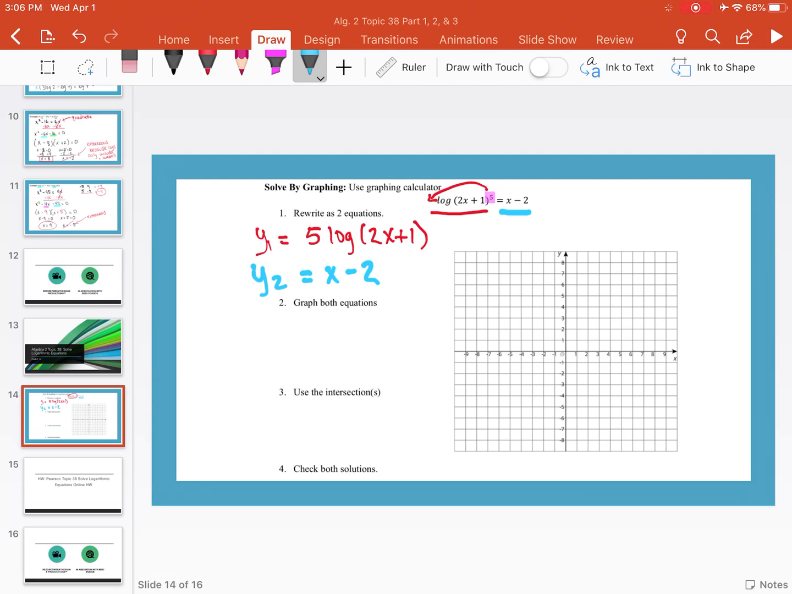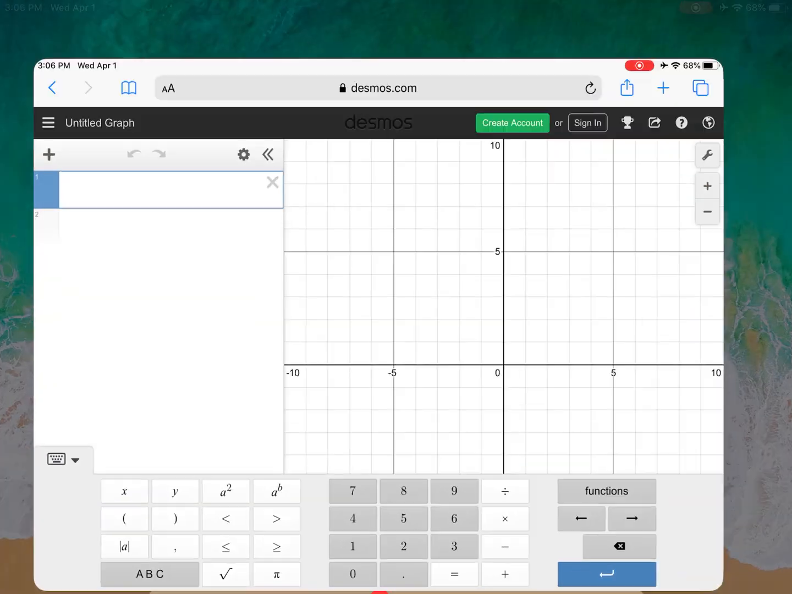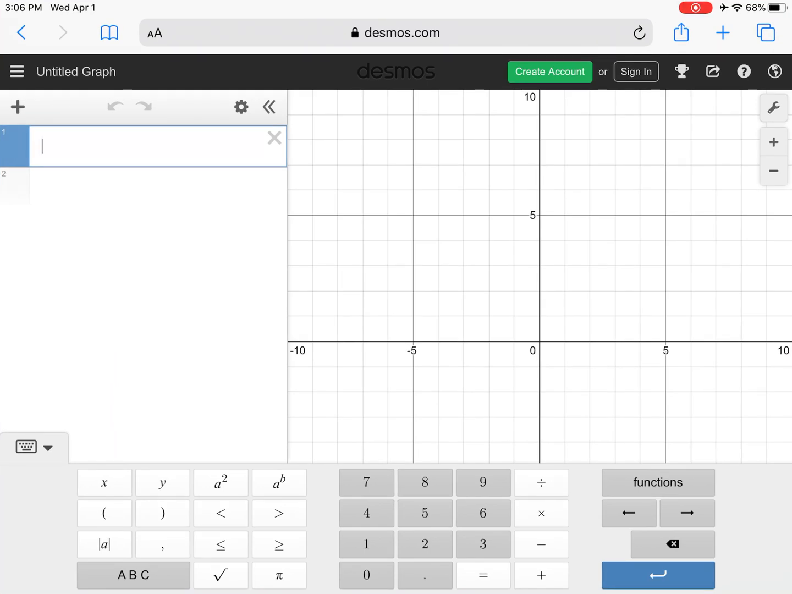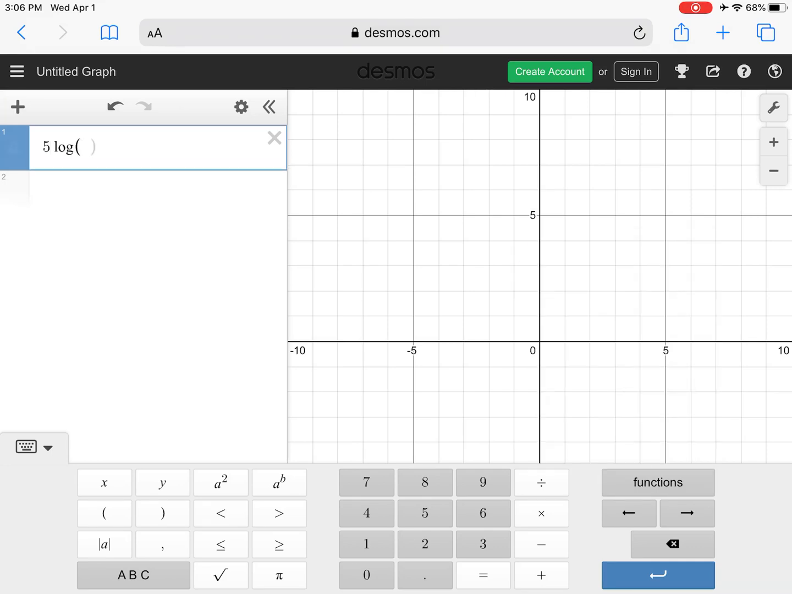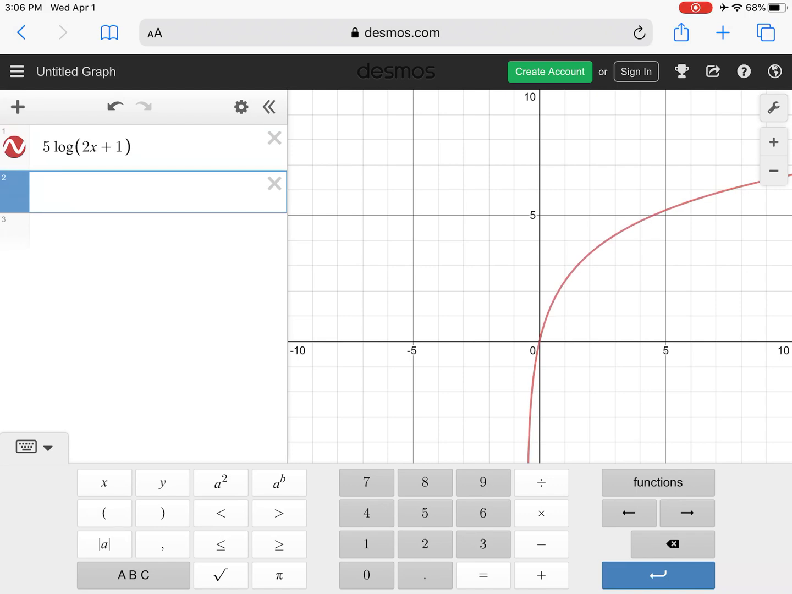Now we're asked to graph both functions. So I'm going to go to Desmos to do this. On our graph, our first function is 5 times the log. To find log, go over to functions, then miscellaneous, and there's your log. 2x plus 1, and there's our logarithmic function. Our next function is just going to be x minus 2.